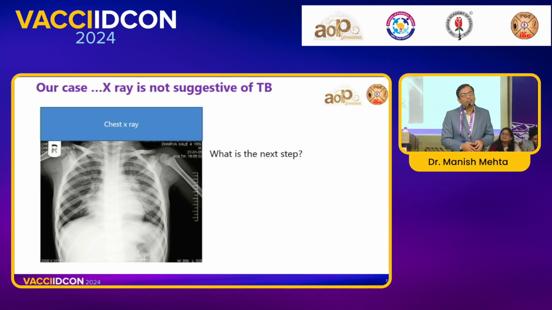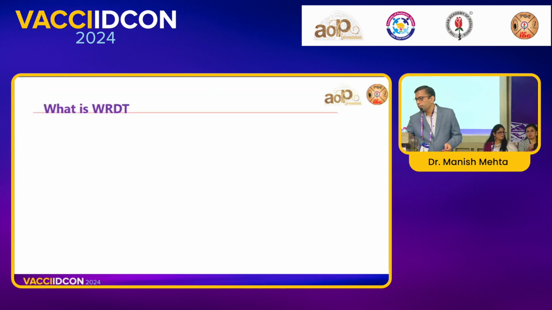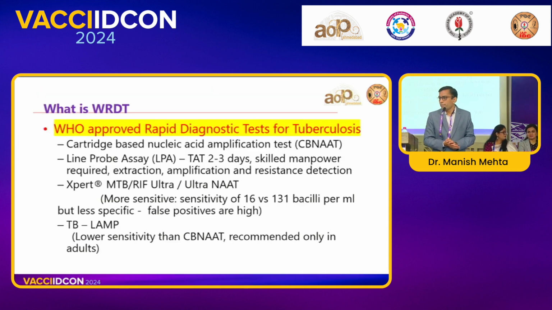If the child has received antibiotics somewhere else in the past few days, then you can skip this trial, and you can directly go for the investigation. So what are the tests that are used for this diagnosis of tuberculosis? WHO has approved a few tests. CBNAAT, we all know, is the most commonly used test.